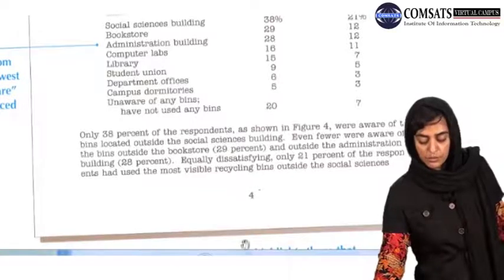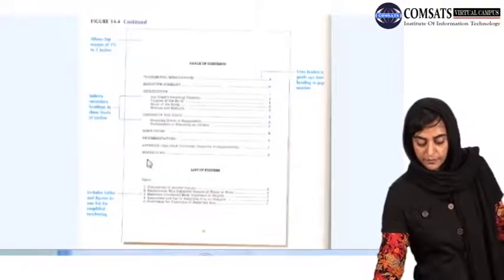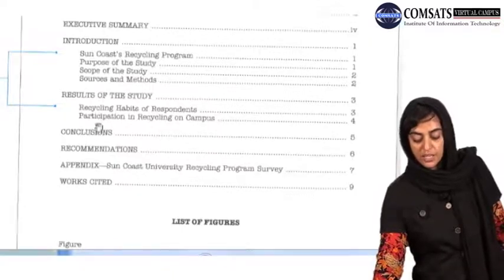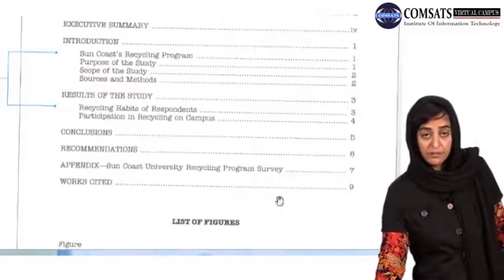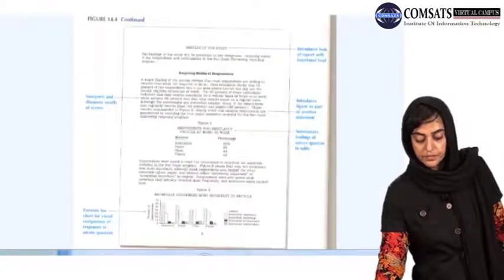Let us move back to the table of contents and see what it says about the next pages, page number 5 and onwards. Here, dear students, on page number 5 we should be having conclusions, and on page number 6 we should be having recommendations. Let us see, are we having them on these pages? Yes.